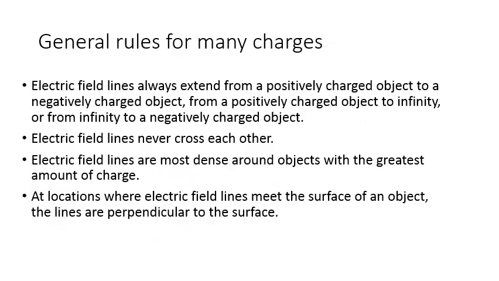If we have many charges, then the electric field always extends from a positive charge to a negative charge, from a positive charged object to infinity, or from infinity to a negative charge. Electric field lines never cross each other. Electric field lines are denser around the object with the greatest amount of charge, and at locations where electric field lines meet the surface of an object, they are perpendicular. So we must know these general rules all the time, and they can be applied for one charge, two charges, or many.